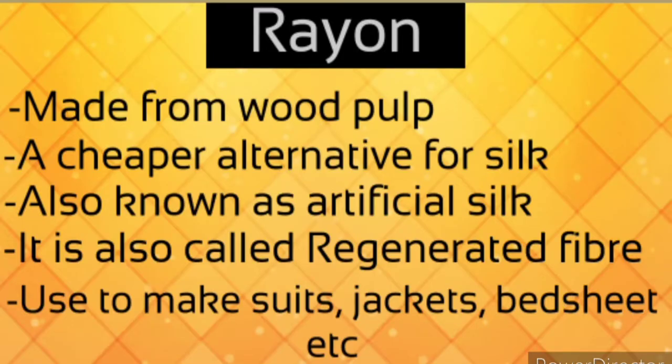Fine. So what all synthetic fibers are we going to study? The 4 synthetic fibers we are going to study are rayon, nylon, polyester and acrylic. So we'll be starting with rayon. Now the first thing is that rayon is known as artificial silk. Artificial silk means that it is a substitute for silk. It is prepared, as you can see in the slide, from wood pulp. It is cheaper than silk. Then it is known as artificial silk and it is known as a regenerated fiber. These are the 4 important points.